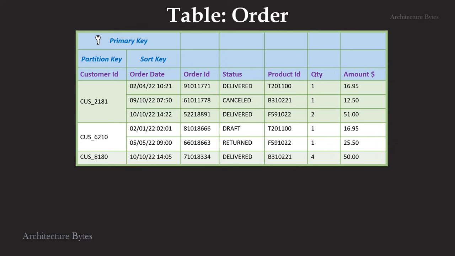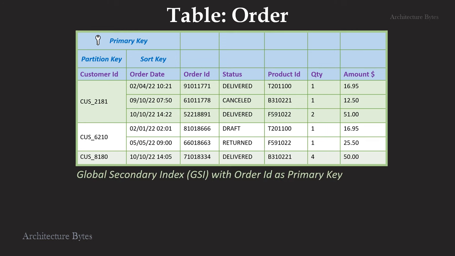This is the order table, and it stores information about orders placed by customers. Primary key is made up of customer ID as partition key and order creation timestamp as sort key. In addition, it has order ID, status, product ID, quantity, and amount as other attributes. An assumption here is that every order has only one product. Therefore, if a customer is trying to buy two different products, it results in two different orders.